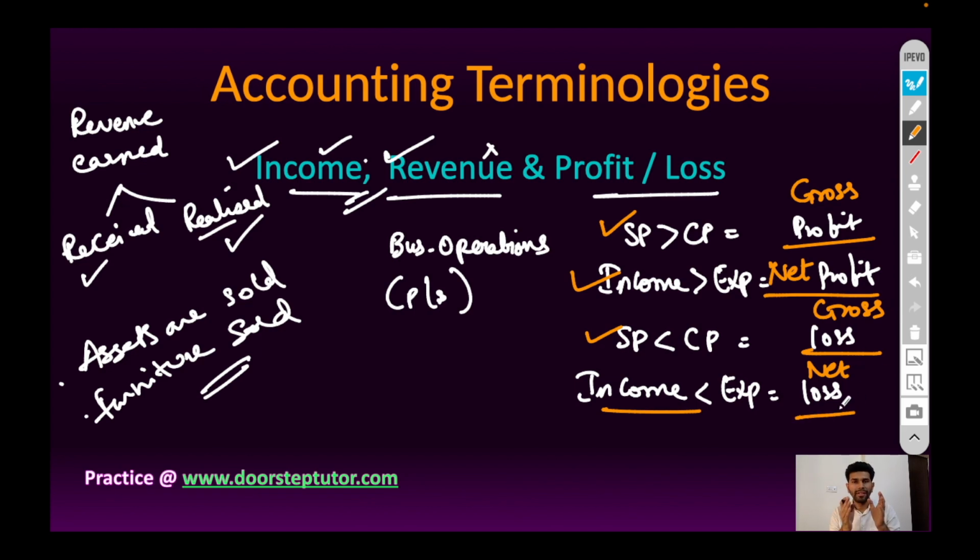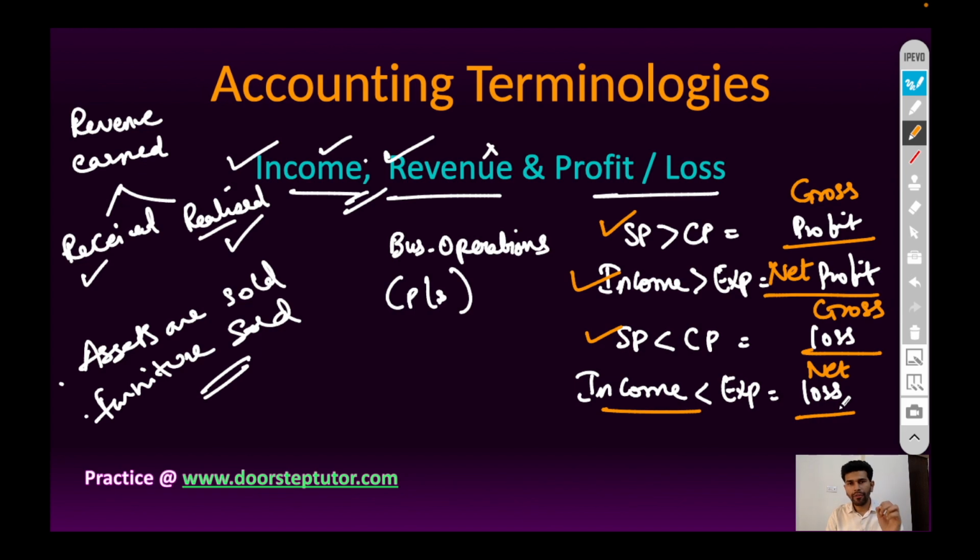So there is a difference between income and revenue. Revenue occurs from the sale proceed of goods and services. It is a day-to-day business operation. But income includes revenue as well as other income. That is commission received, interest or dividend received, or furniture sold, machinery sold. So these are the income.